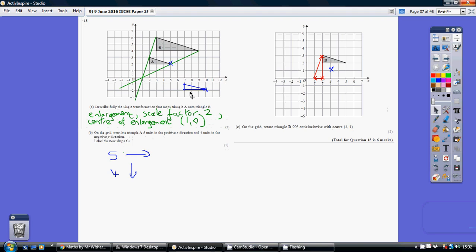So the shape's coming over to the left of that with a base of 3, a height of 1, and that's shifted shape A 5 to the right and 4 down.